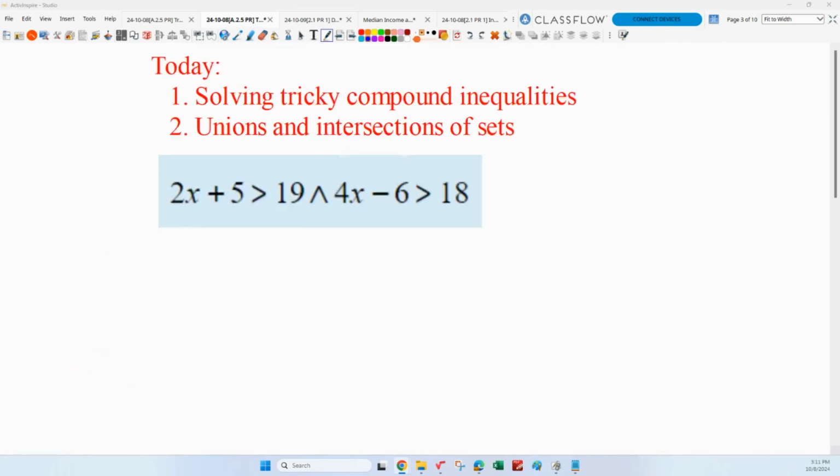Sometimes when we do compound inequalities, they don't look the way we expect them to. We want to look at some of those today. And then we want to look at how we can deal with unions and intersections of sets, which is really much easier than compound inequalities, you'll see. So let's look at this as an example.